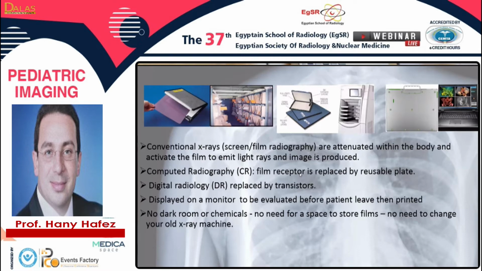In conventional X-ray, the rays are attenuated within the body and activate the film to emit light, and the image is produced. Computed radiography is CR. Its film receptor is replaced by reusable plates and could use old machines. Digital radiography replaces the plates with transistors. It is displayed on a monitor to be evaluated before the patient leaves, rather than printed. No need for a dark room or chemicals. No need for a space to store films. No need to change your old X-ray machine.